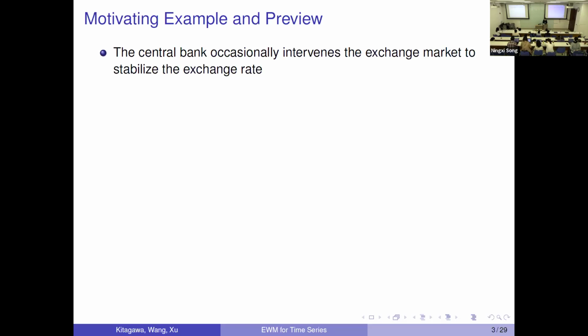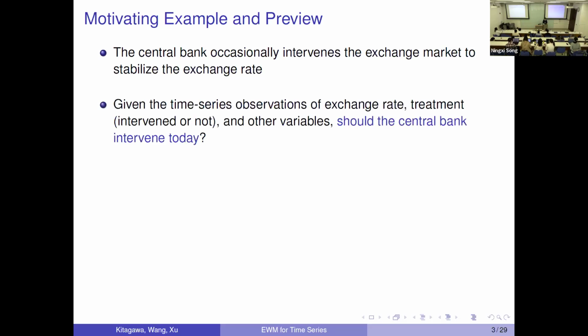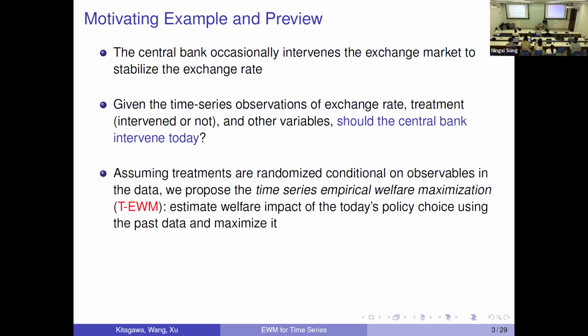Taking the second example as a motivation, the central bank might occasionally intervene in the exchange market to stabilize the exchange rate. Given the time series observations in the past of the exchange rate, and whether the treatment intervened or not in the past, and other controlling variables, should the central bank intervene today? That means we have to make a decision based on the past history for the future, or the current time period. And we are assuming the treatments are randomized, or what we call quasi-randomized conditional on observables in the data.